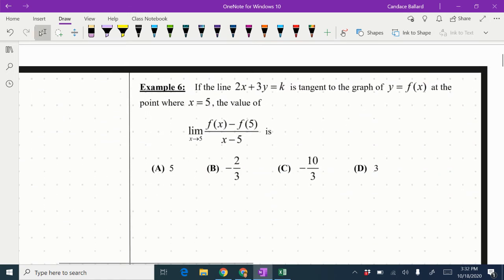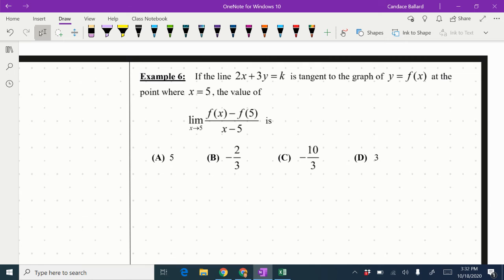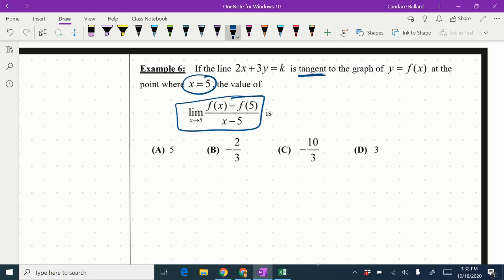And finally, we have example 6. They gave us this crazy line, 2x plus 3y equals k. That k really scares us, but it actually ends up not being a big deal. We know that that line is tangent to the function where x equals 5. The value of the limit, the limit of that function, is basically the slope of that function at 5. Well, I am going to figure out the slope of that line.